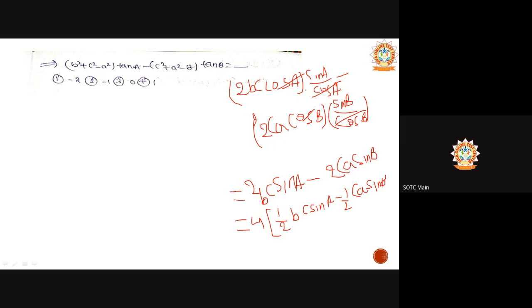Can anybody tell what is 1/2 BC sin A or 1/2 CA sin B? Delta. Very good. It is delta. Delta minus this is also delta. So delta minus delta, it is 0. Option 3 is correct, Nana. Right? Yes, sir. Clear?